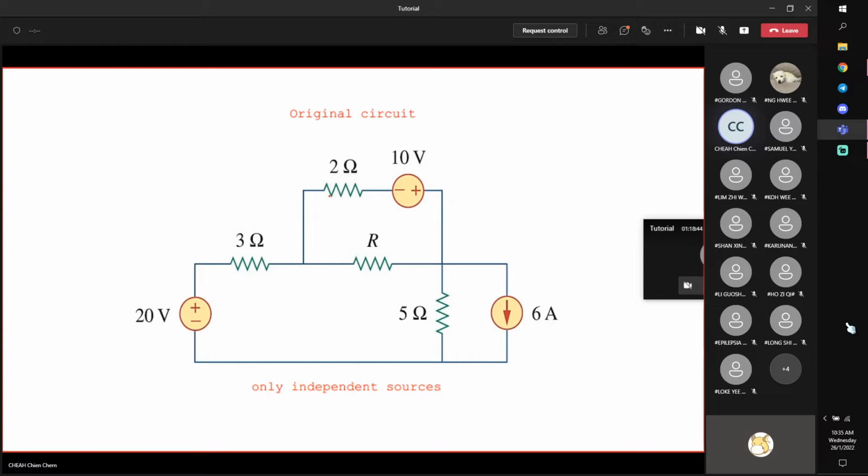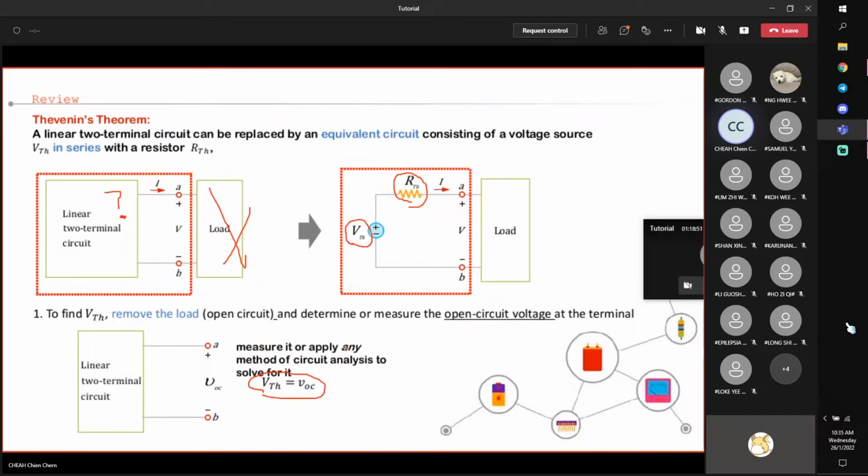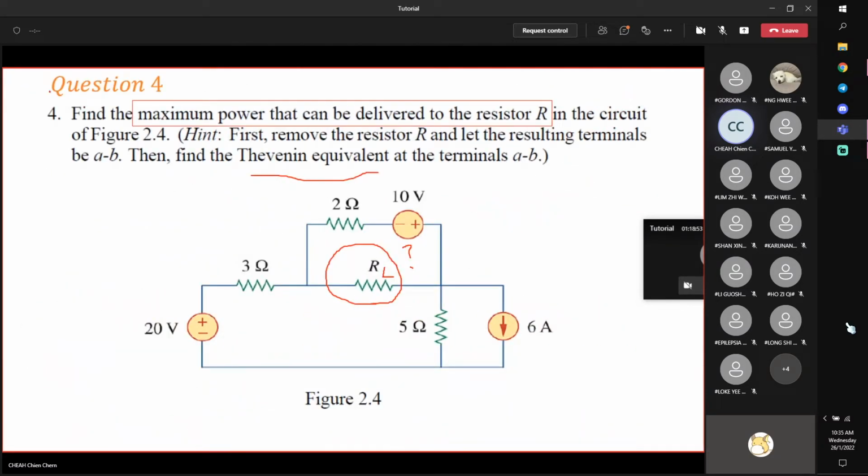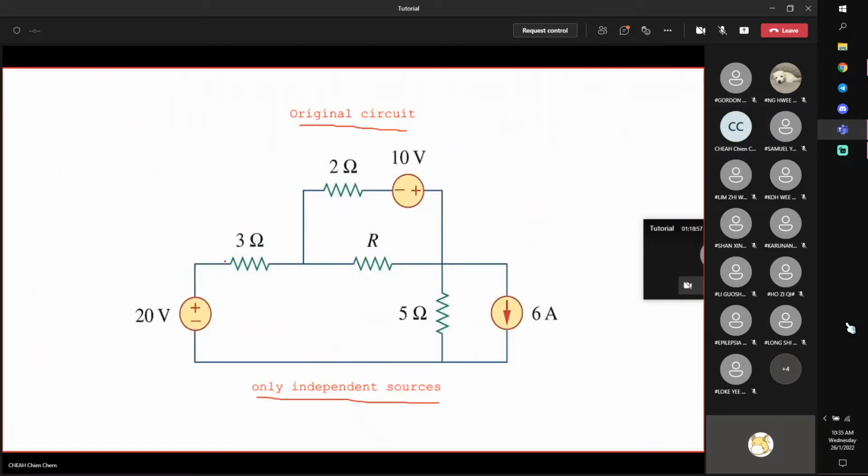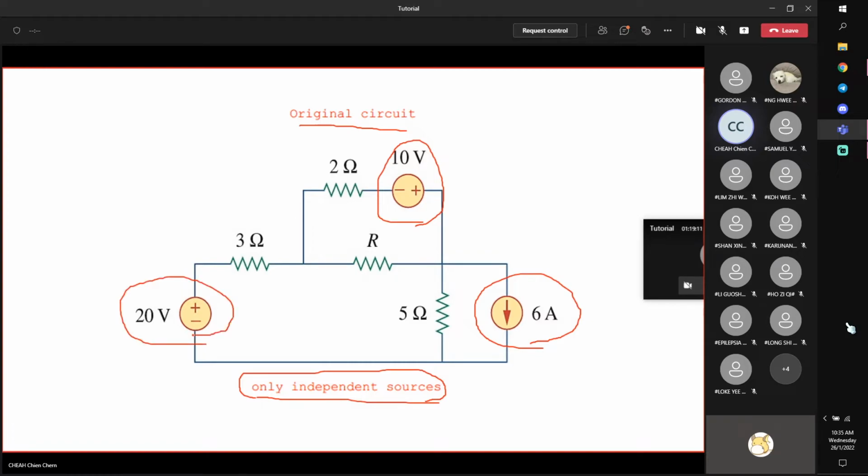Okay, let's look at this circuit. This is the original circuit. There are only independent sources. That's why I start from this question first. I'm jumping to question 4. I'll come back to question 3 later on because this is easier to understand. There's no dependent source, only independent sources. This is an independent source, constant voltage. This is also an independent source, constant voltage. Now, how do we set them equal to 0?